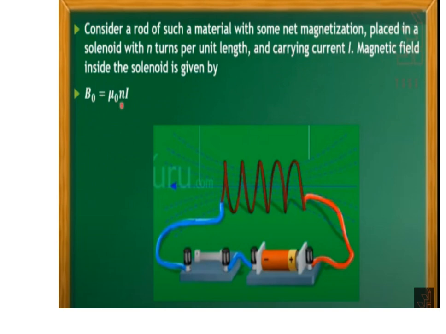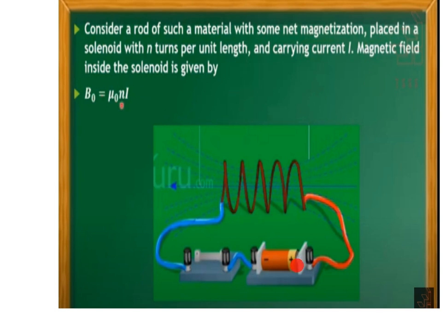Then consider a rod of such a material with some net magnetization, placed in a solenoid with N turns per unit length and carrying current I. Then the magnetic field inside the solenoid is given by B naught is equal to mu naught N into I.